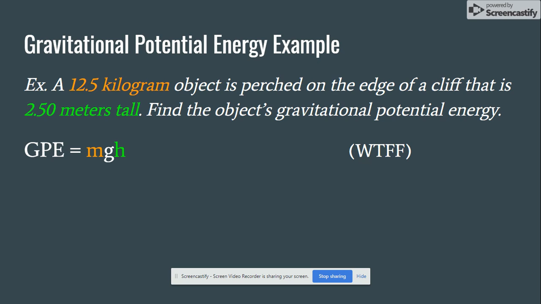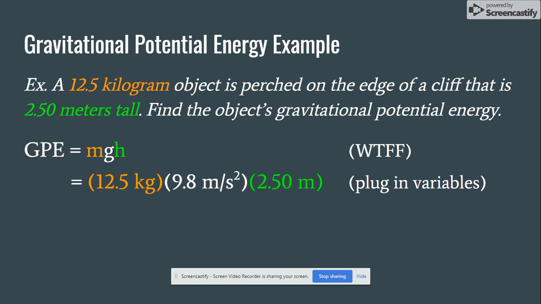Always, always, always write the formula first. GPE is equal to mgh. Now we are plugging this in, and this is where people mix things up a little bit, so pay attention. You have a 12.5 kilogram object. That's your m for mass. How do you know it's mass? Because grams and kilograms are how we measure mass. And then here is the height, 2.50 meters. That trailing zero counts in the sig figs.